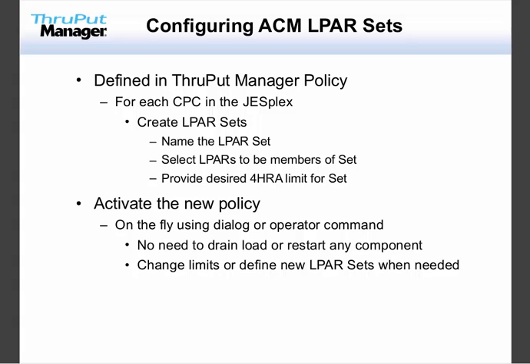There's no need to restart or drain any component. ThruPut Manager starts using the new policy on all members of the JESPLEX immediately. Should you wish to create new LPAR sets or alter the limits of existing LPAR sets, you can do so by activating an updated policy. If you are initially uncertain of what limit to provide for an LPAR set, you can tell ACM to monitor and display the 4-hour rolling average for the LPAR set, but not take any actions as a result. Once you have determined the limit, you simply update the policy and activate it.